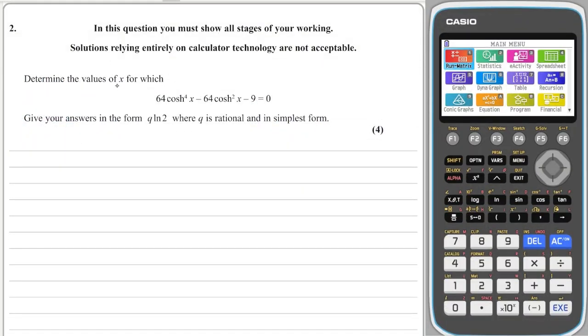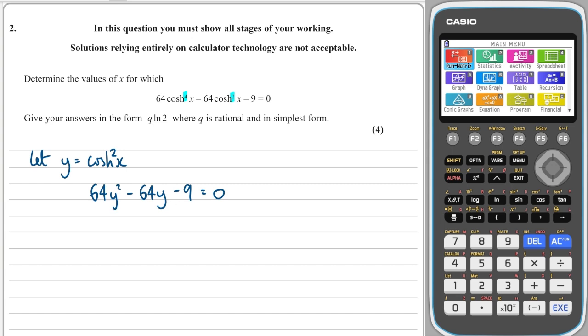It says determine the values of x for which 64 cosh to the 4 x minus 64 cosh squared x minus 9 is equal to 0. Okay, so this is a form of quadratic in that we have cosh to the 0, cosh to the 2, cosh to the 4. So therefore we can say let y equal cosh squared x, and then we'll have 64y squared minus 64y minus 9 equals 0.